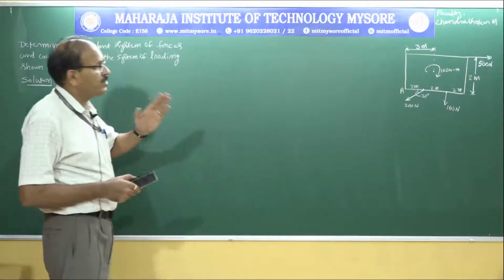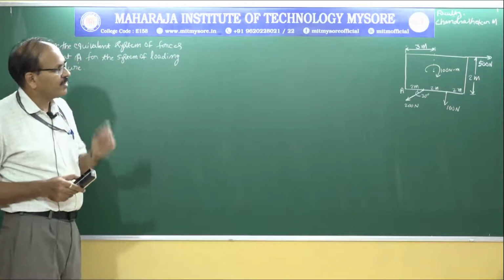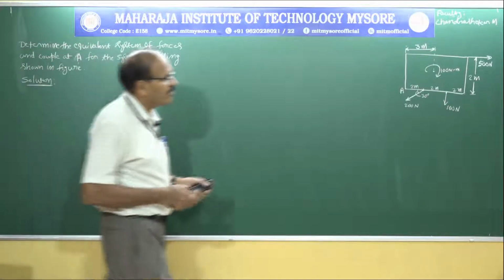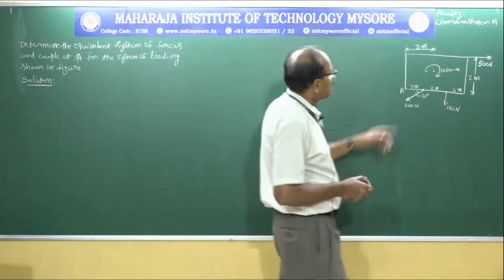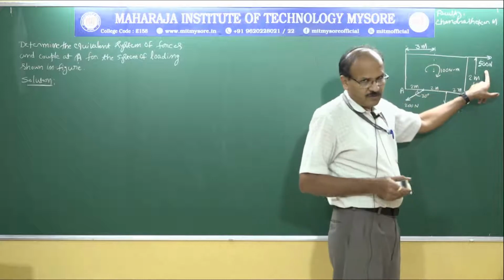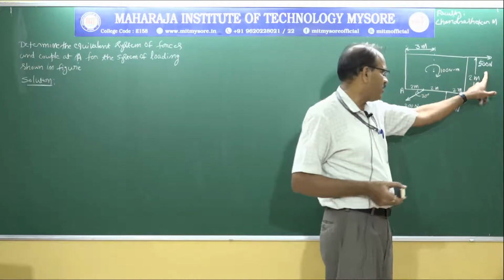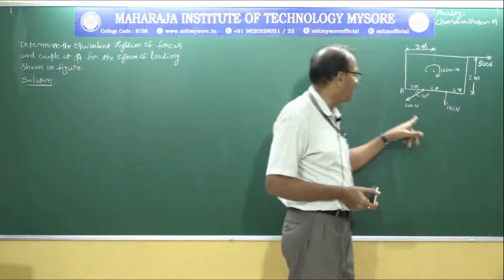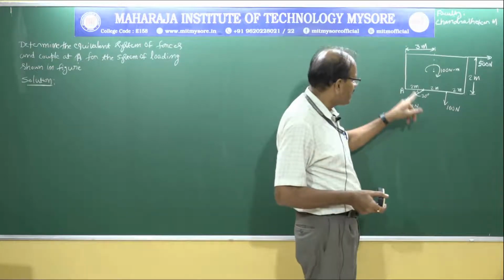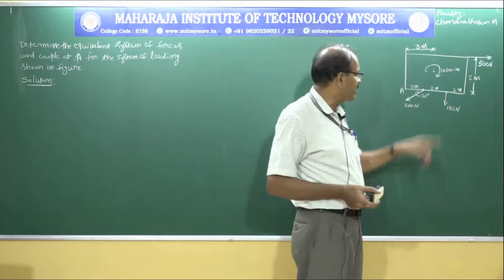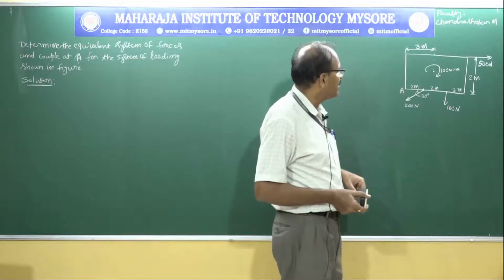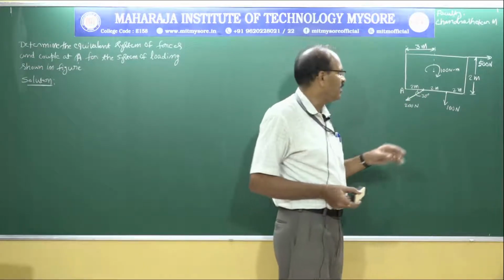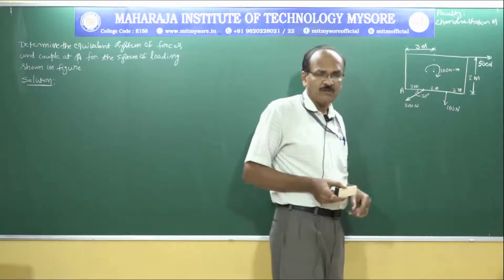So as usual, first we are going to resolve the forces. Here there is a horizontal force. You don't have to resolve it. It is already horizontal. This is a vertical force. You don't have to resolve it. It is already vertical. But there is a force here that is 200 Newton, which is inclined at an angle of 30 degree with respect to the horizontal. And this force I am going to resolve.